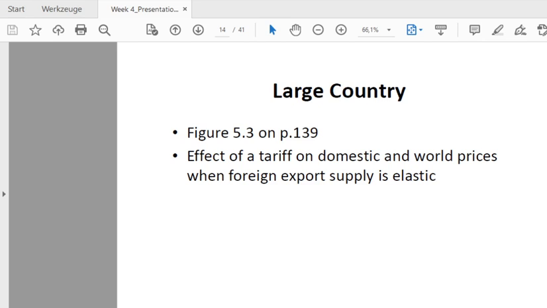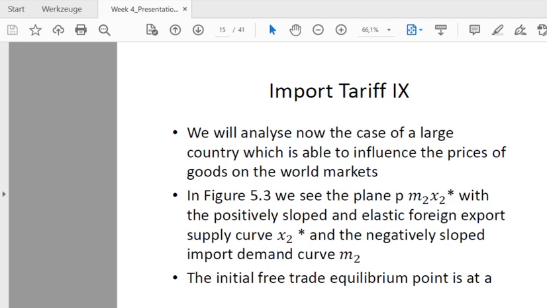Now let us take a look at the large country. What happens in a large country that is able to influence world prices? And we also assume here that the foreign export supply is not inelastic anymore, it is elastic. We do that using figure 5.3, which you find at page 139.